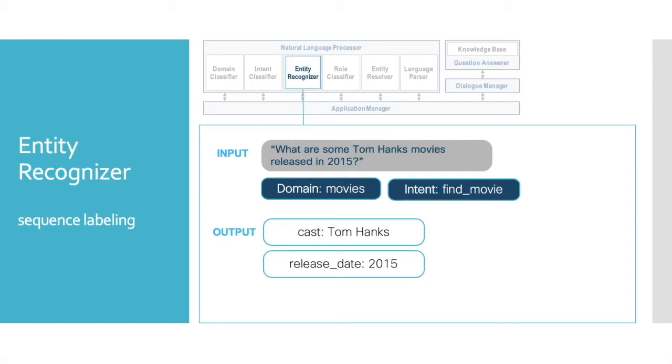The third model is an entity recognizer, which is a sequence labeling model. So in this example query, which we talked about before, what are some Tom Hanks movies released in 2015? You want to extract Tom Hanks as a cast member and 2015 as a release date.